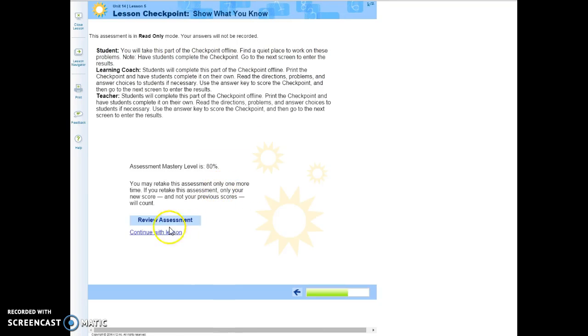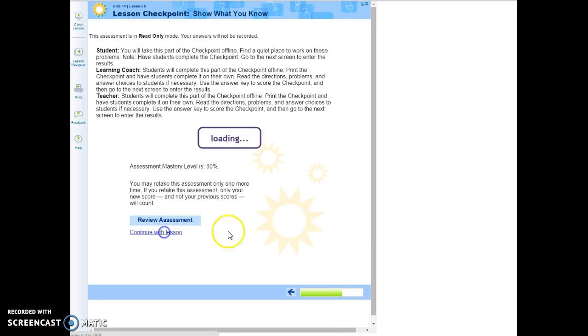You want to complete the assessment. Once you do that, then you will mark this lesson complete. 80% or higher is mastery.